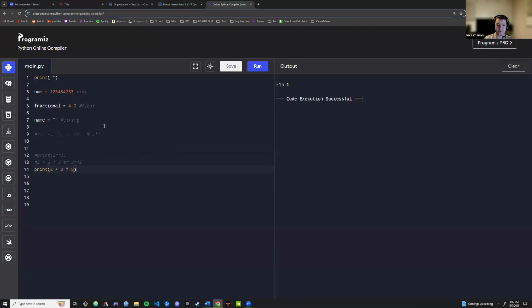Where do we even start with this, right? 17. Does anybody know why that is? This is more of an algebra question than a programming question, but the reason why multiplication comes before addition. Exactly, 3 times 5 is 15 plus 2, 17.